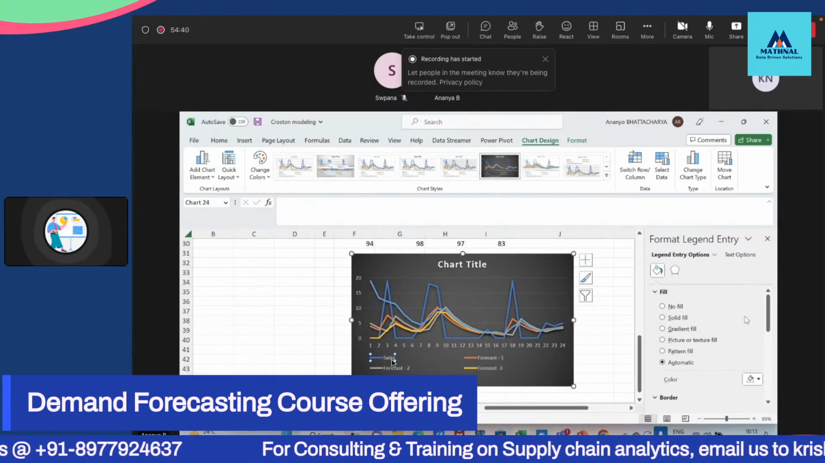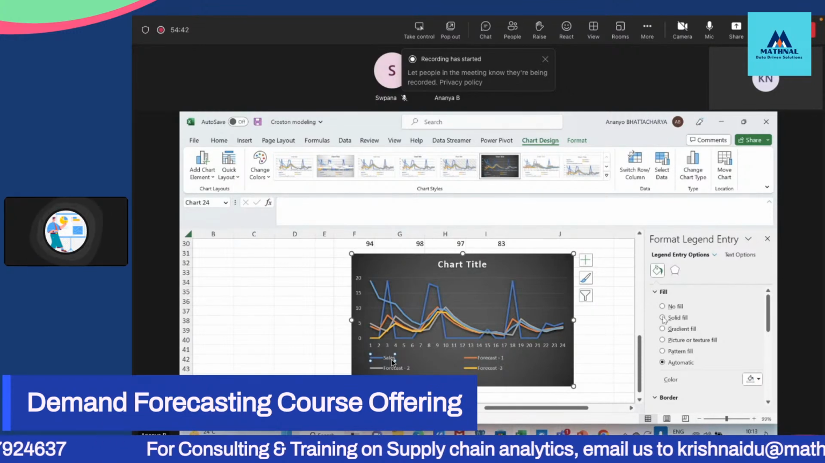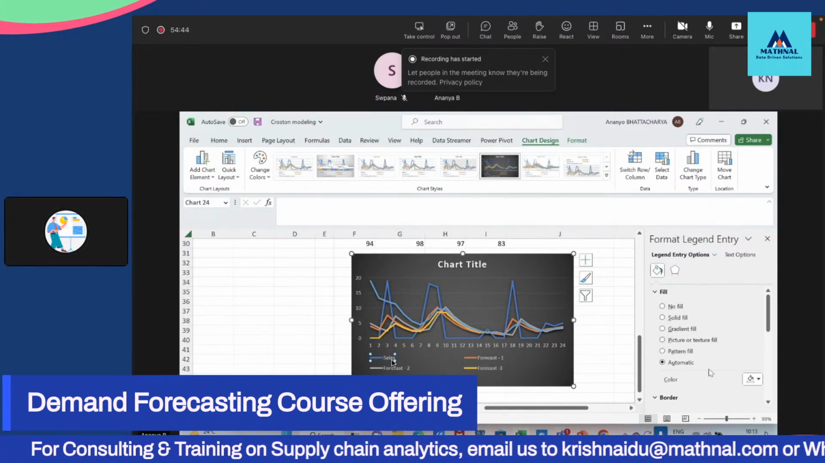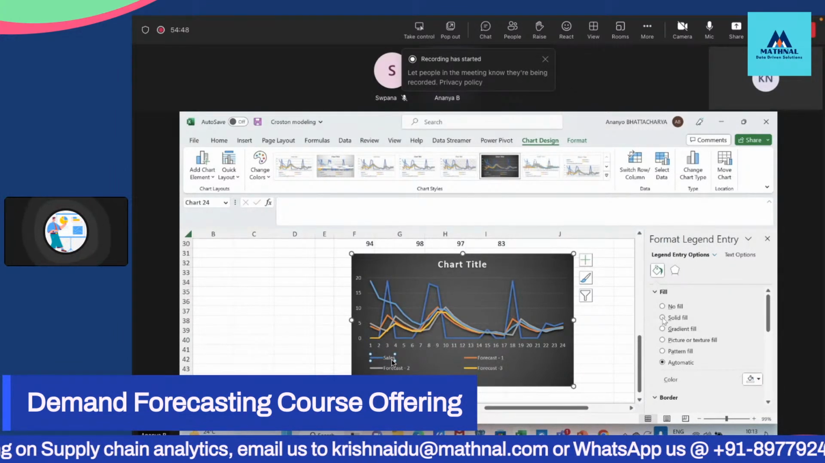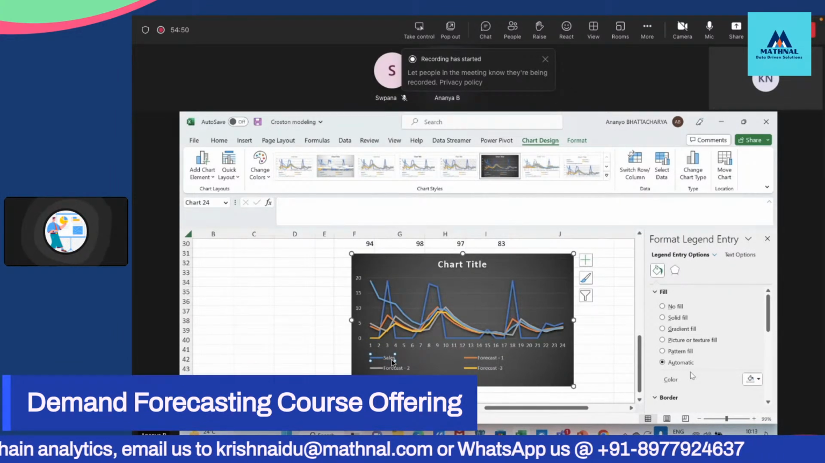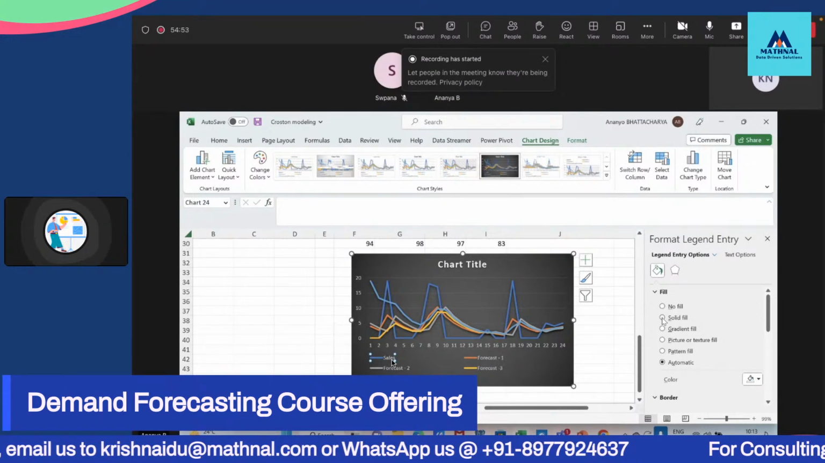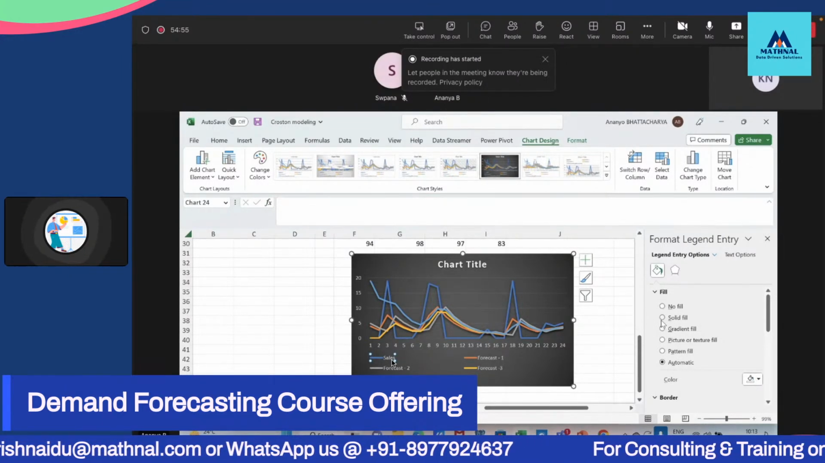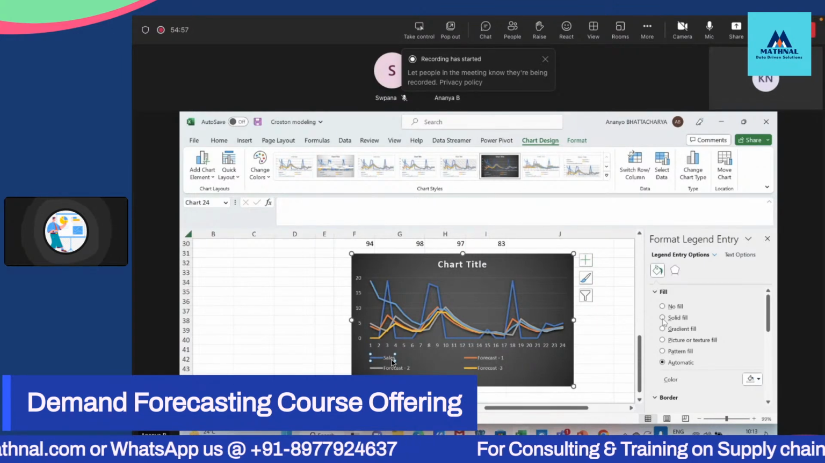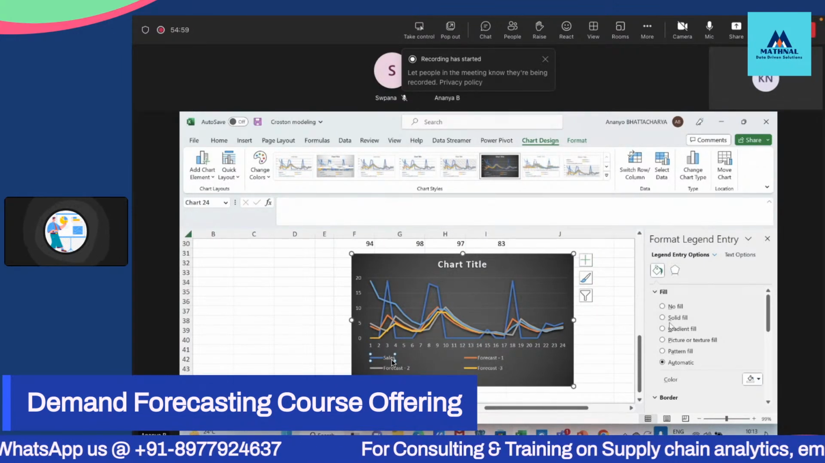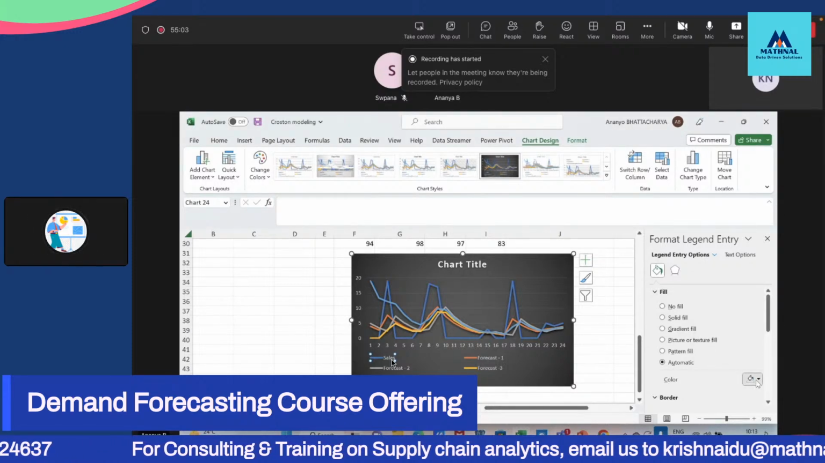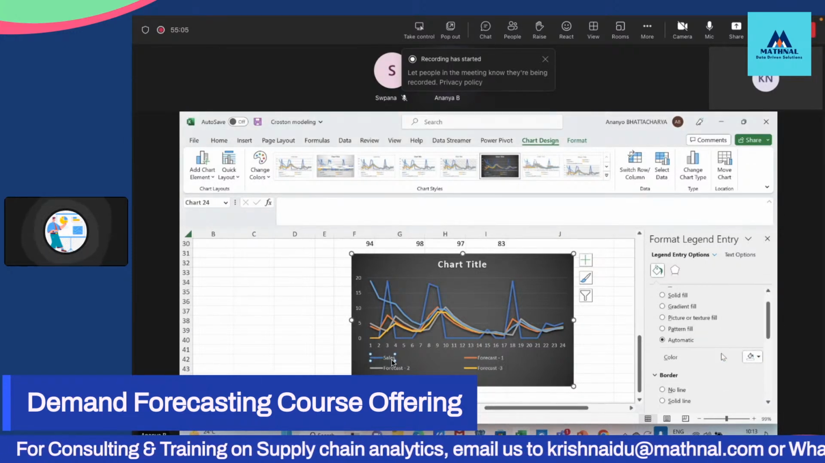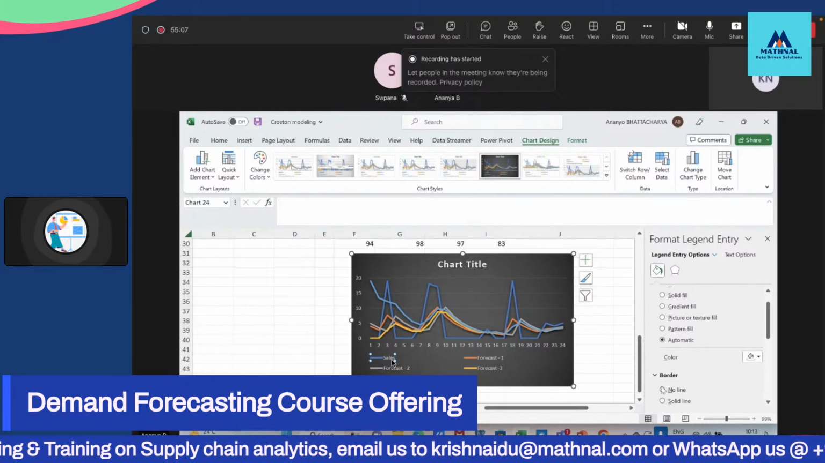Solid fill. Click on solid fill. If I'm clicking on solid fill, it's automatically going down to automatic. I think that's not the color we have. You just choose the color from there, at the bottom. Make it red. It should change. Again, it's not allowing for some reason.